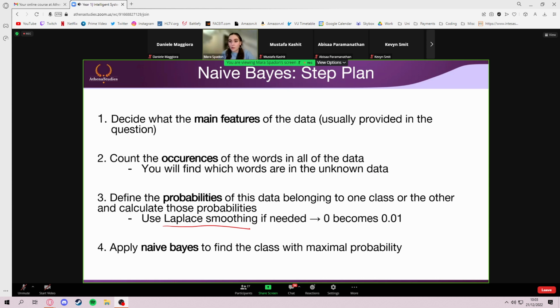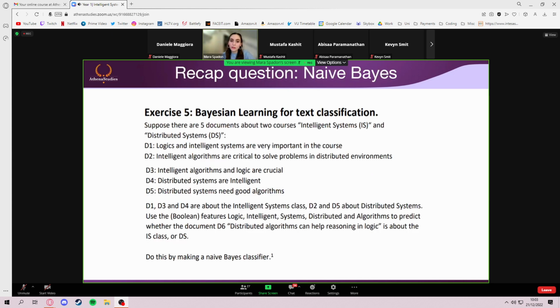Okay, so let's do a recap question immediately and then go back to the step plan and see how it works entirely. So there are 5 documents about 2 courses. One is about intelligent systems and the other is about distributed systems. And we have these 5 documents containing these sentences. They give you that 1, 3, and 4 are about intelligent systems. So 1, 3, and 4 have the class intelligent systems. And D2 and D5 are about distributed systems. So that is given to us.